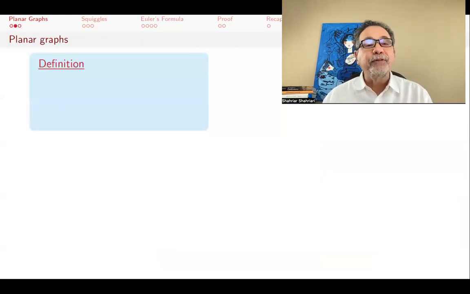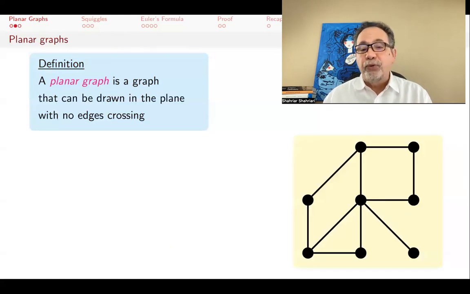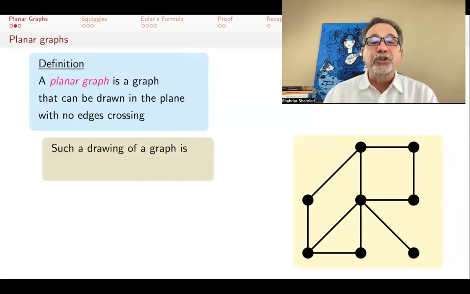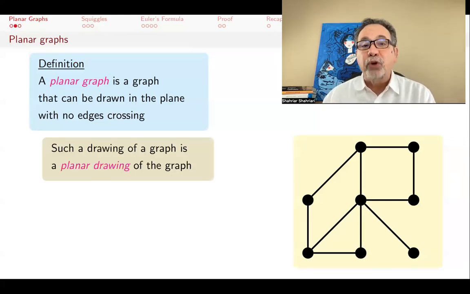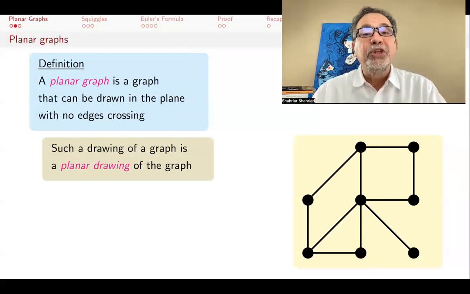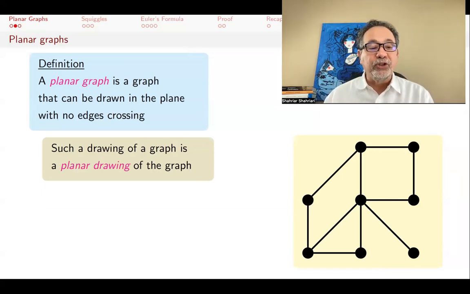I'm going to repeat myself. A planar graph is a graph that can be drawn in the plane with no edges crossing. So for example, this was an example of a planar graph. The drawing of a graph where no edges are crossing is called a planar drawing of the graph. Again, a planar graph is one where you can draw it without edges crossing, not that you must draw it with the edges not crossing.